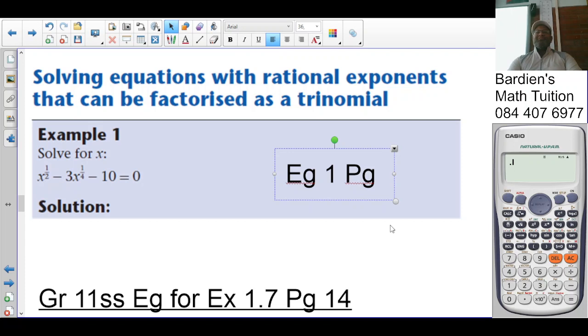Which page are we on? Yes, which page are we on? Page 14. 14 minus 1, okay.